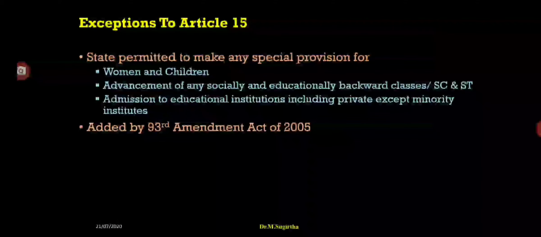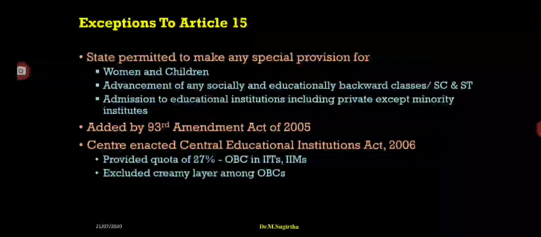In order to give effect to the provision, the Centre enacted the Central Educational Institutions Reservation in Admission Act in the year 2006, providing a quota of 27% for candidates belonging to the other backward classes in all central higher educational institutions, including the IITs and the IIMs. In April 2008, the Supreme Court upheld the validity of both the Amendment Act and the OBC Quota Act, but the court directed the central government to exclude the creamy layer among the OBCs while implementing the law.